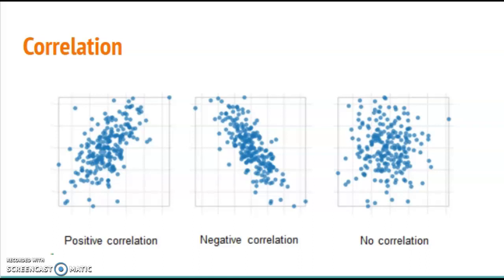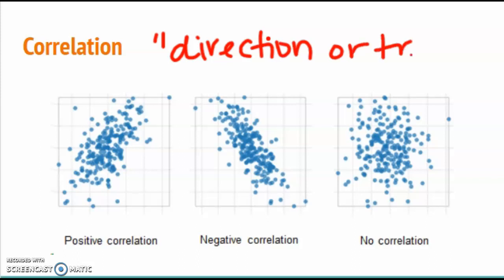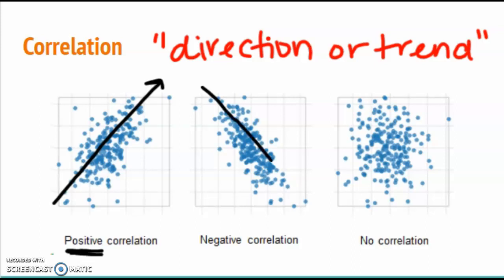Last vocabulary word would be correlation. Correlation is the direction or trend of the data. Looking at this first picture, we notice that the data is trending upwards, so we would call this a positive correlation, because if I'm looking from left to right, it's going upwards. And this one, as I look at it left to right, it's going downwards. So that would be a negative correlation.